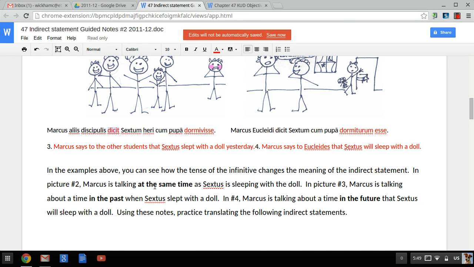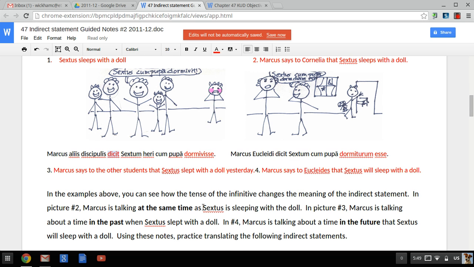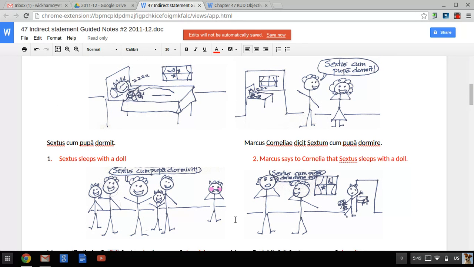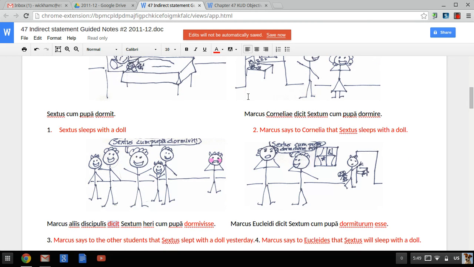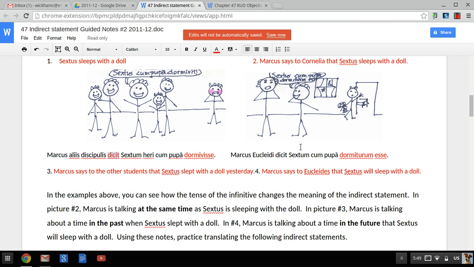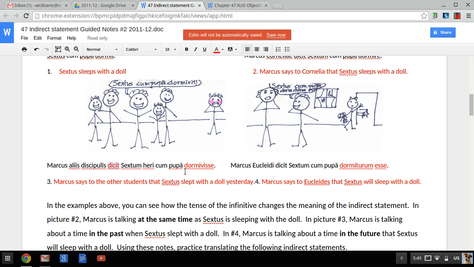In picture number 2, Marcus says to Cornelia that Sextus sleeps with the doll. Marcus is talking at the same time as Sextus is sleeping with the doll, right? See, he's right there in the picture telling Cornelia while Sextus is in the other room sleeping with the doll, so they're both present tense. In picture number 3, Marcus is talking about a time in the past when Sextus slept with the doll. So now he's telling the students the next day. Marcus says to the other students that Sextus slept with the doll yesterday, right?